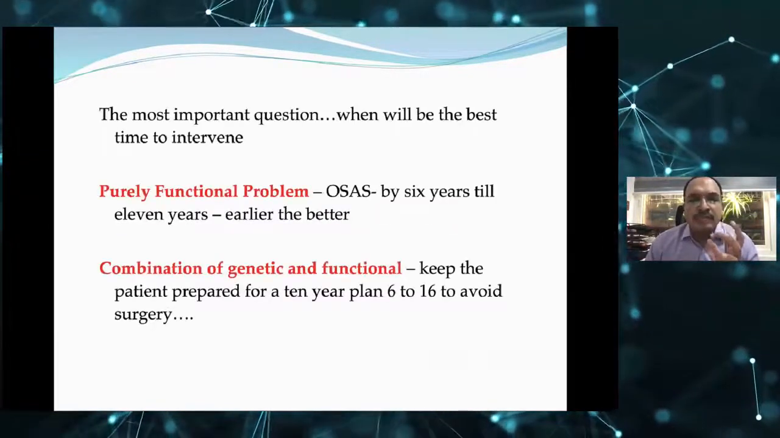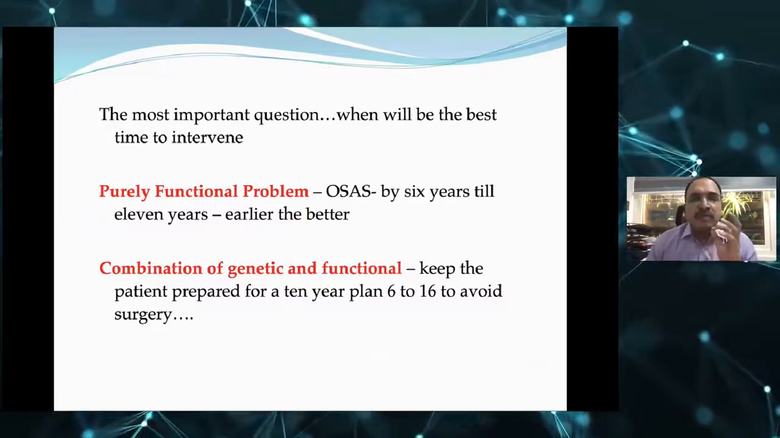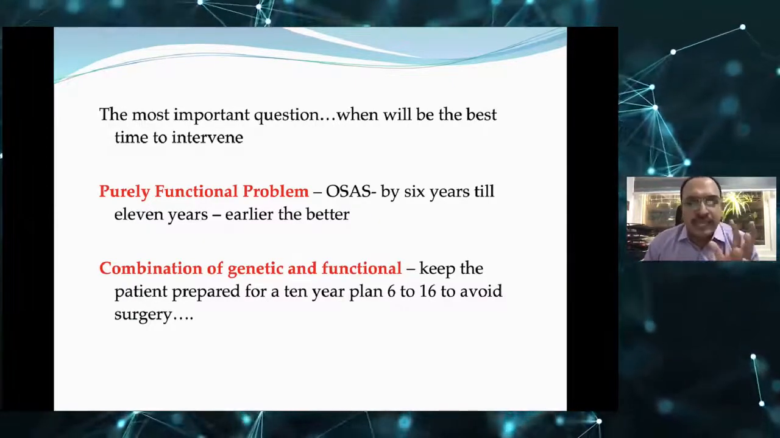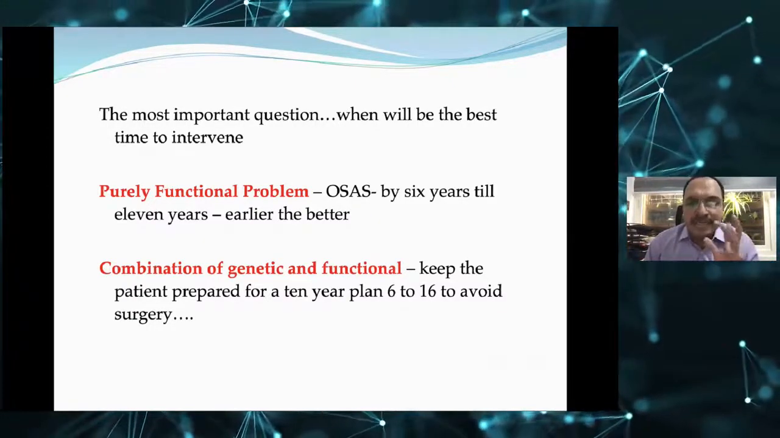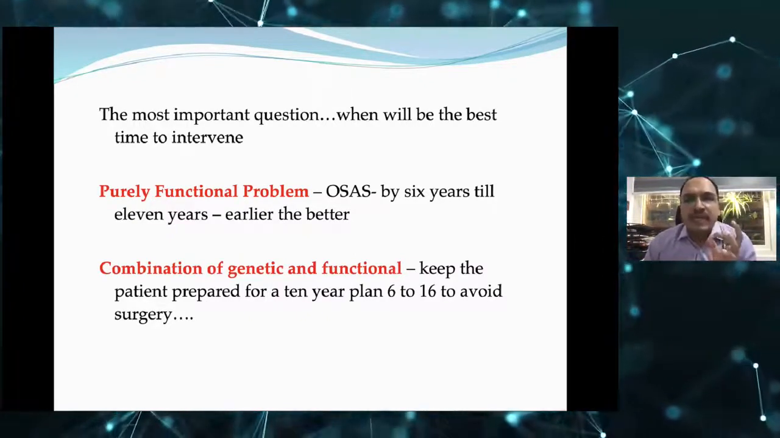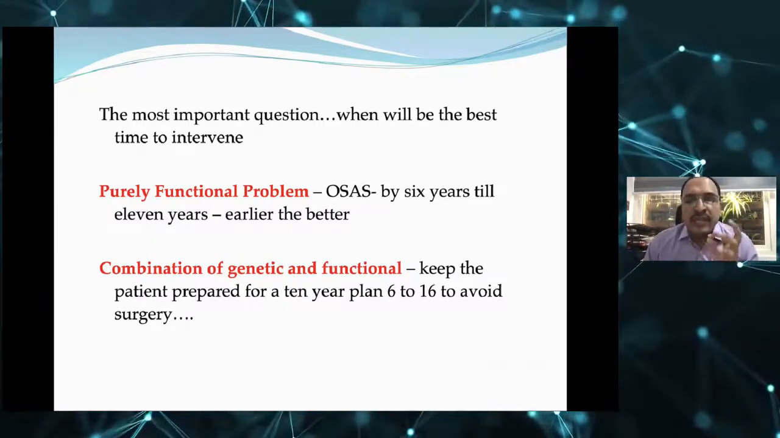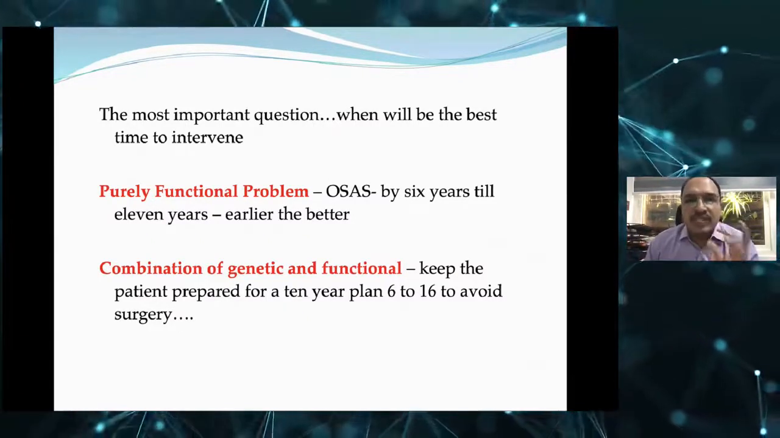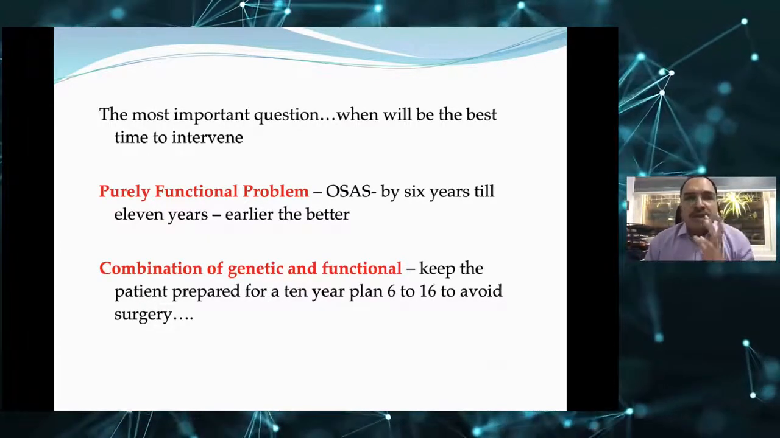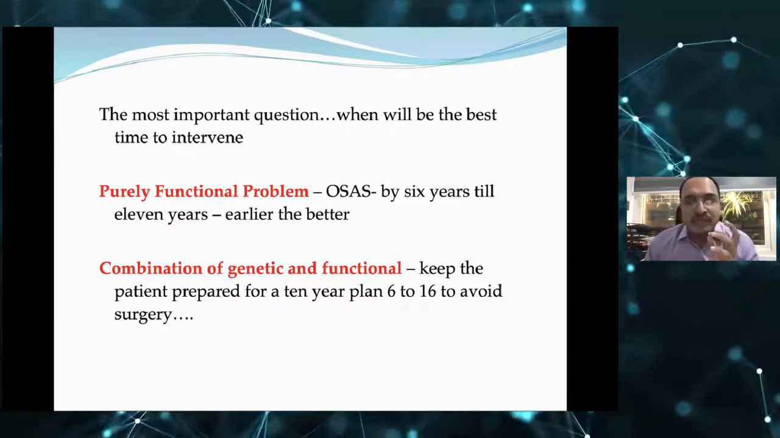So how do we approach it? There are two ways we approach it. The generic term we coin is malocclusion. So malocclusion, if it is purely a functional malocclusion because of purely an OSA, you need to start intervening as early as possible, by 6 years. Sometimes there is a combination of a genetic pattern along with a functional issue. In these kind of situations, whatever functional corrections you do, if there is a genetic growth pattern of a type of malocclusion, the same will remain as the growth is going to happen. The same will keep expressing.